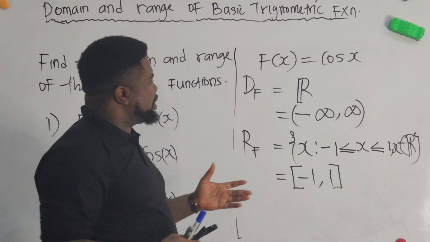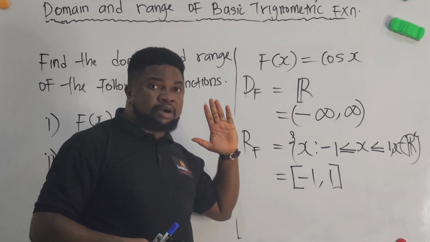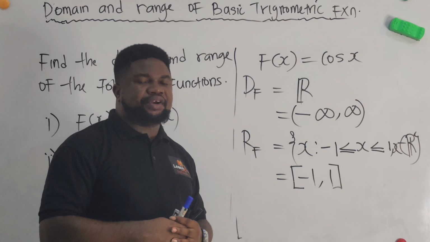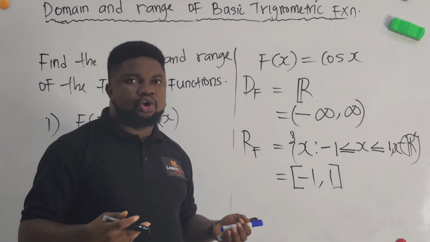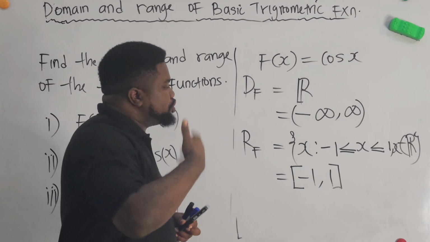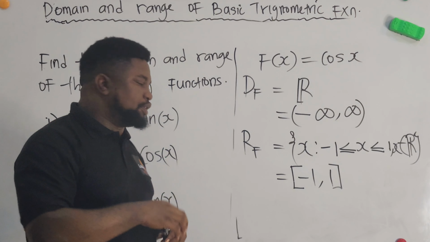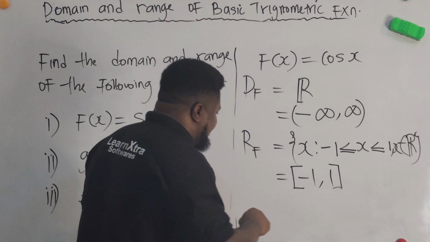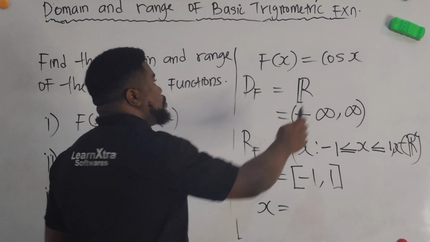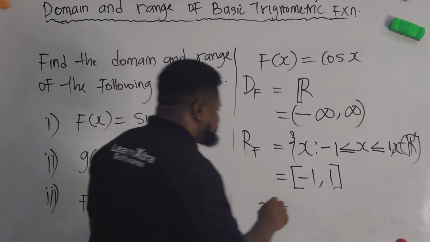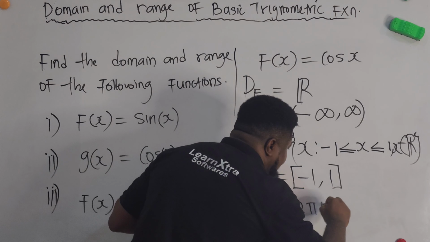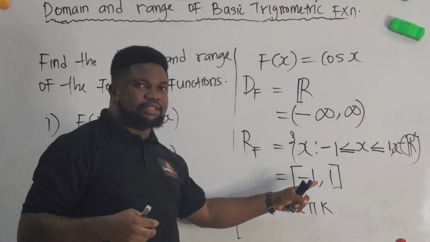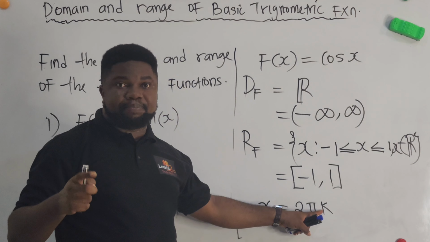So in the cos function, the maximum value we can have is 1. For instance, cos 0 is 1. How do you know the values that give you 1 from the cos function? Let me give you an idea. Whenever your x is equal to 2 pi k, you have 1. If k is an integer, please take note.